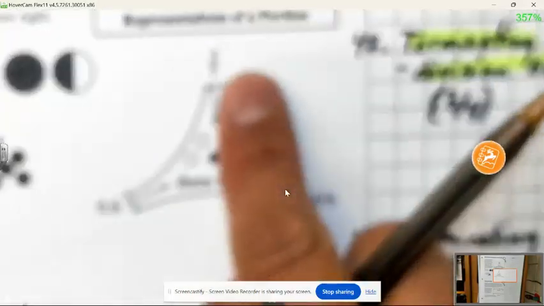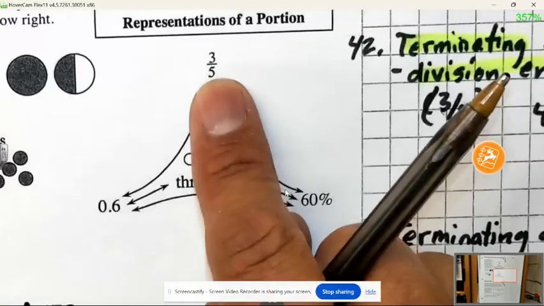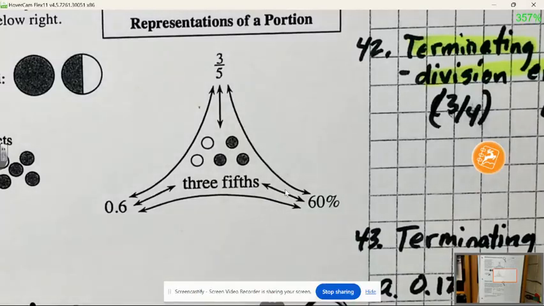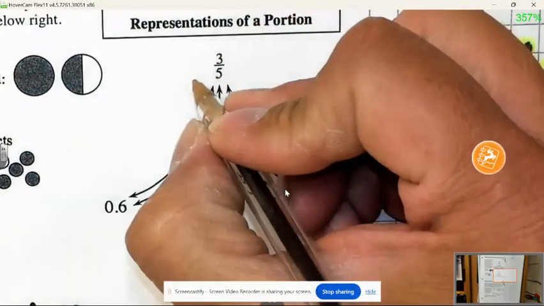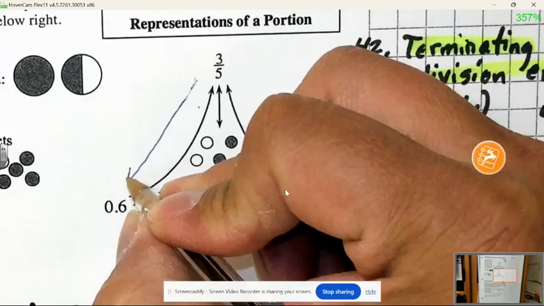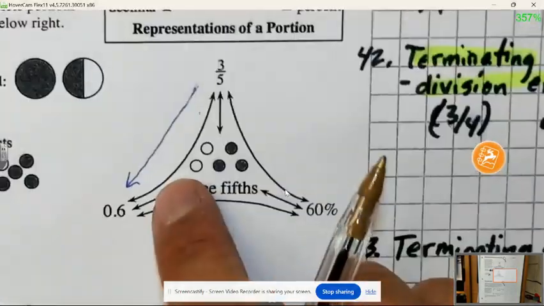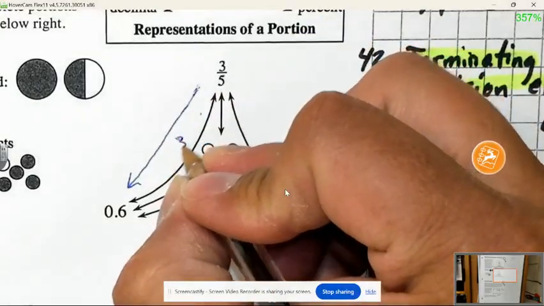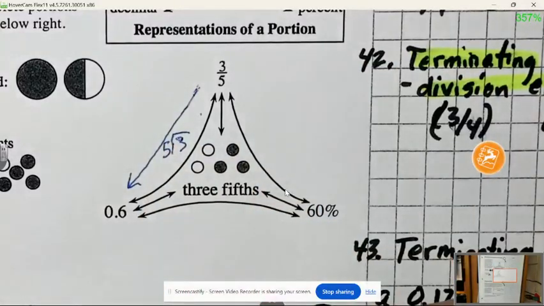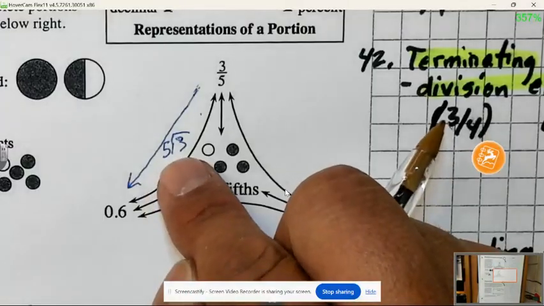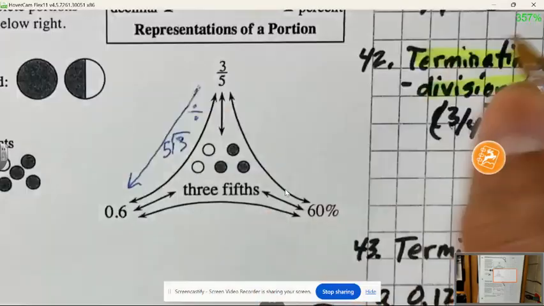Okay, so first, let's start with the fraction 3/5. Let's say we want to take 3/5 and change it to a decimal. How do we change 3/5 to a decimal in that direction? We know that that's a division problem. So if we take 3 divided by 5, we know that the answer is 0.6 or 6/10, right? So we can just divide.